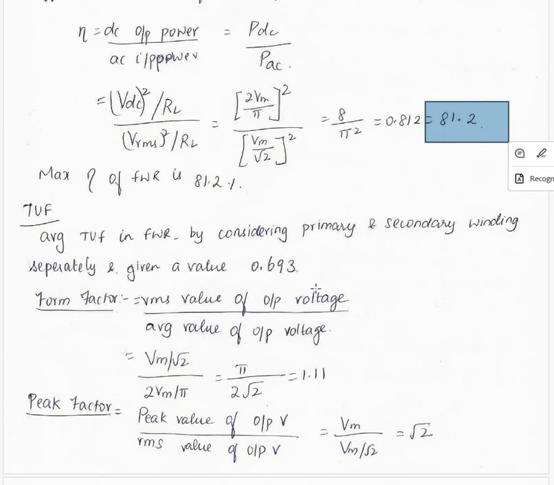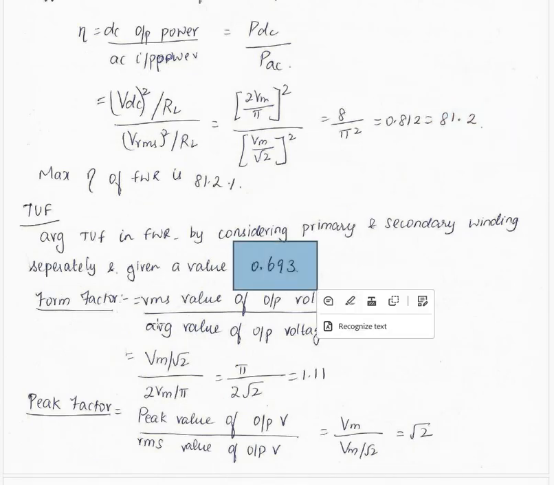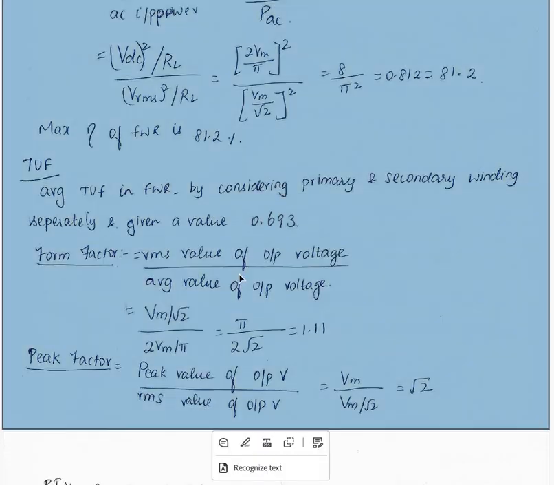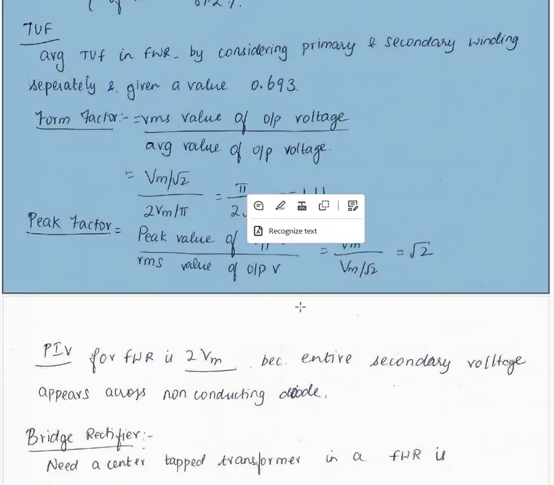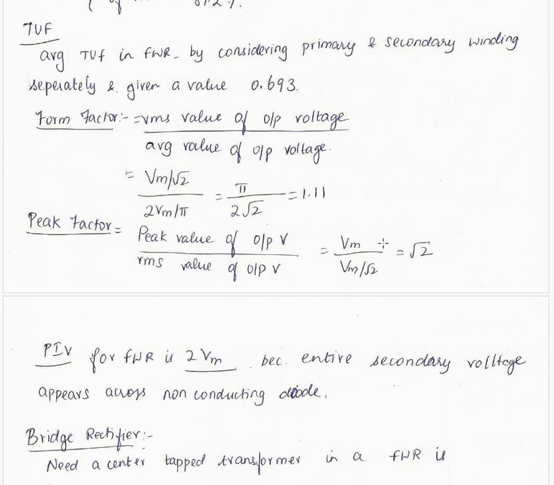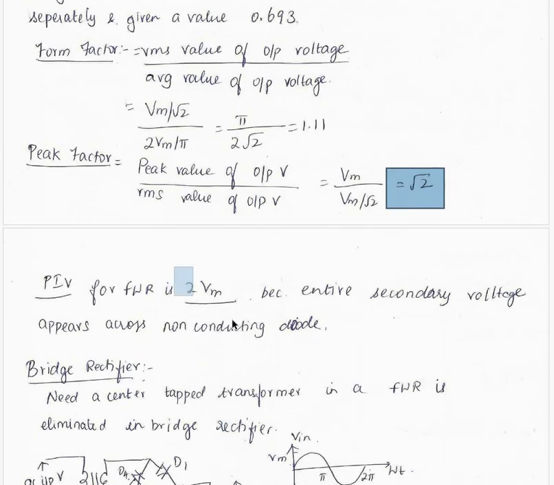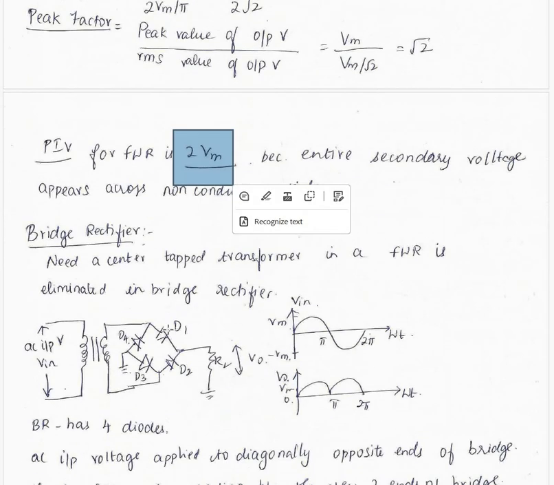Transformer utilization factor for full wave rectifier is 0.693. Form factor, which is RMS value of output voltage to the average value of output, is 1.11. Peak factor, which is peak value of output voltage to RMS value of output voltage, is root 2. PIV for full wave rectifier is 2Vm.